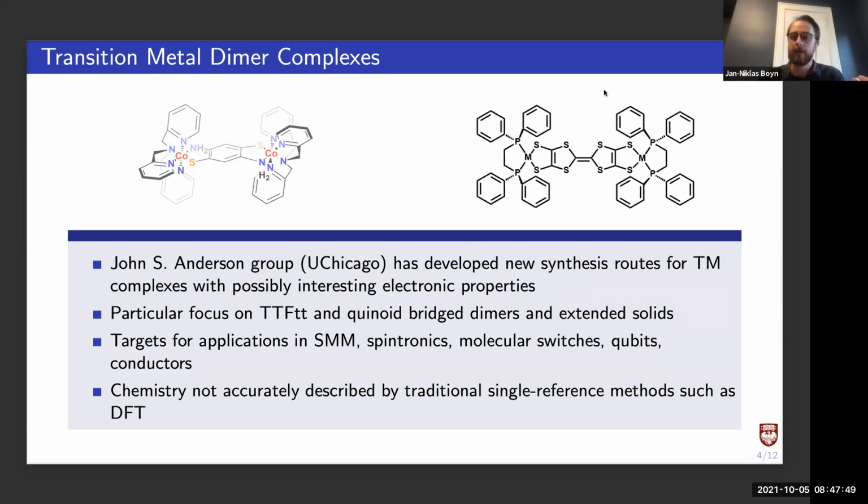And in general, they have been focusing on these scaffolds that are transition metals linked by tetrathiafulvalene tetrathiolate, or TTFTT. It's a real mouthful. This linker here, or quinoid bridged linkers. And in general, these are very high spin, highly open shell systems, and they're not well described by single reference methods such as density functional theory, and as we have multiple metal centers, they require fairly large active spaces for accurate treatment.